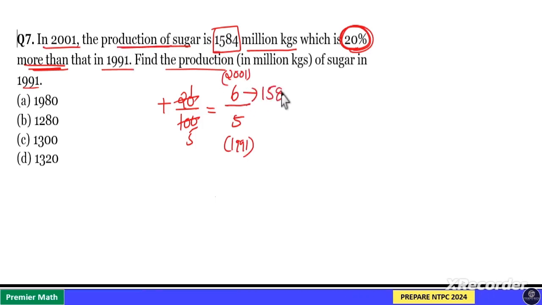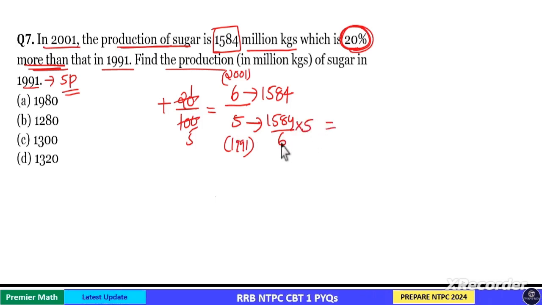That is, 6 parts is equal to 1584. Then we have to find out the production in 1991, which is 5 parts. So 6 parts is 1584, which means 1 part is equal to 1584 divided by 6. Then 5 parts is equal to that into 5.